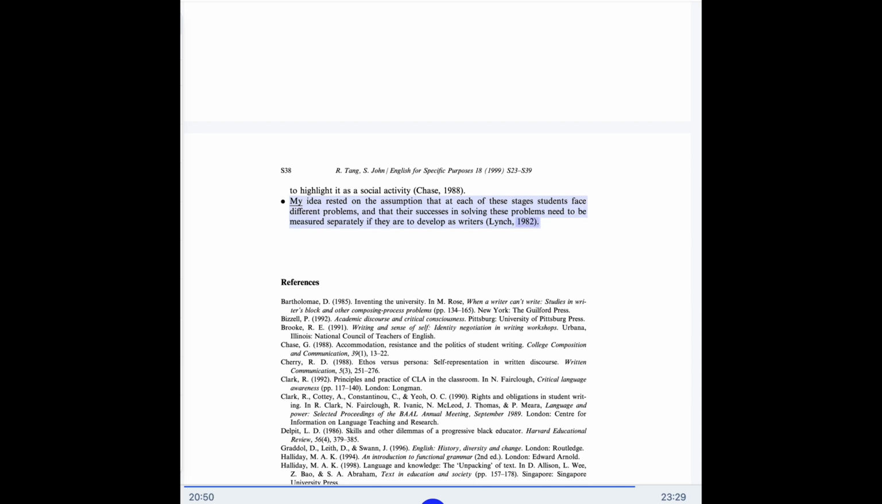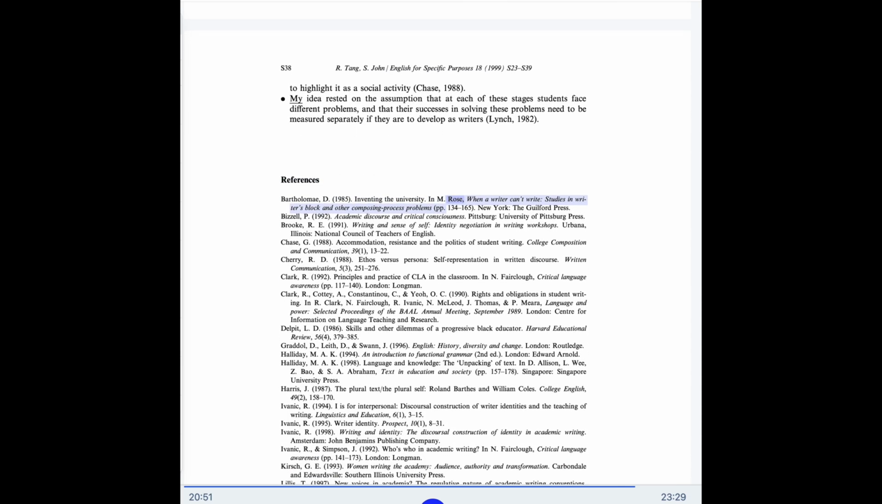Lynch, 1982. References: Bartholomew, D. 1985. Inventing the University. In M. Rose, When a Writer Can't Write: Studies in Writer's Block and Other Composing Process Problems.